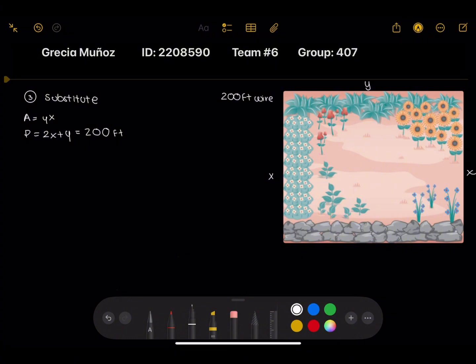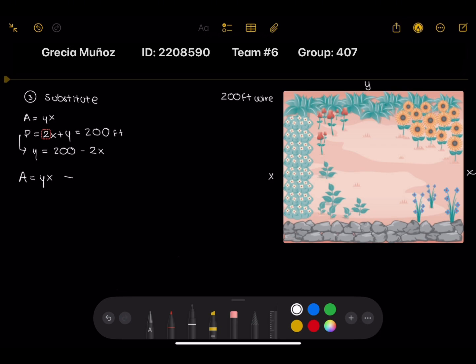Hi, I'm Grecia Muñoz, and I will explain step number 3 for our optimization problem. So now we want to create a function that allows us to perform the task. Here we have our information about the problem, the area and the perimeter. We have the perimeter function and we want to simplify it, so y equals 200 minus 2x, and the area is y times x.